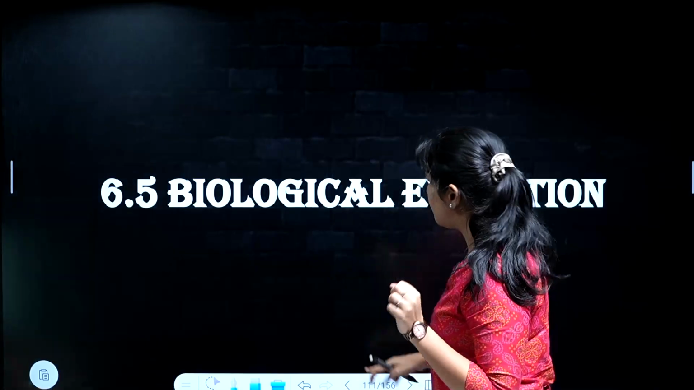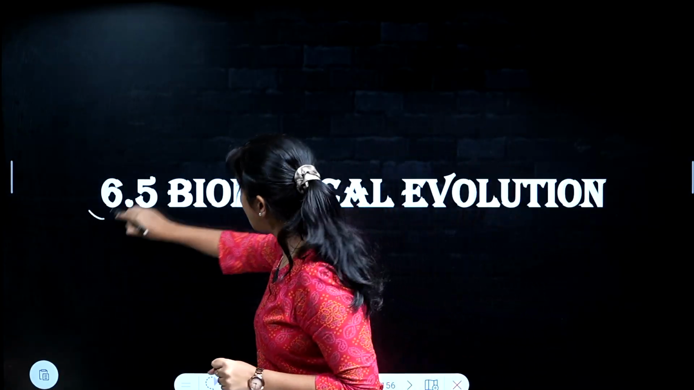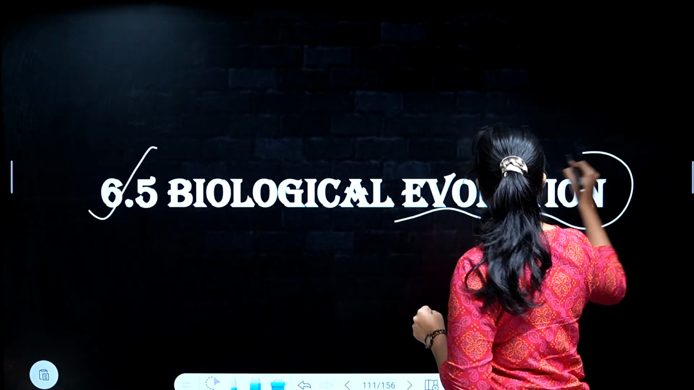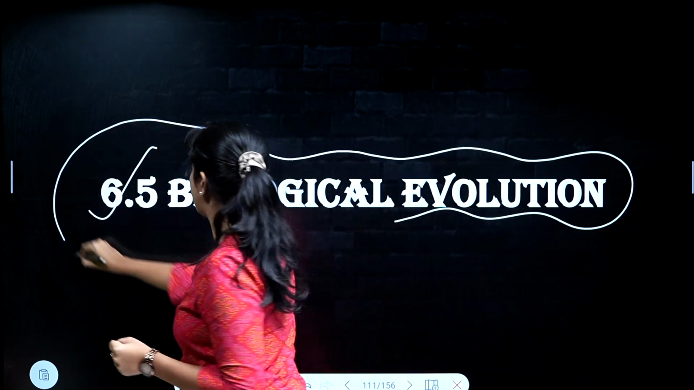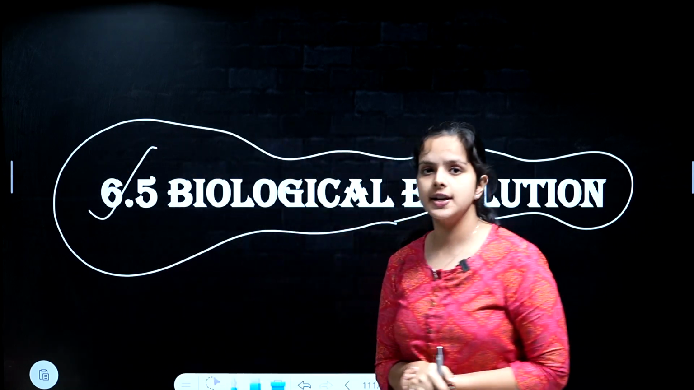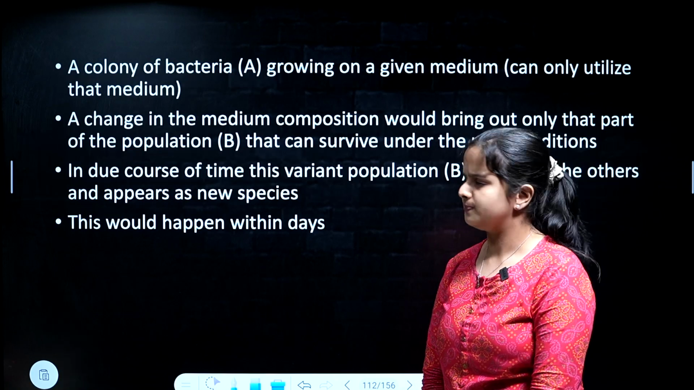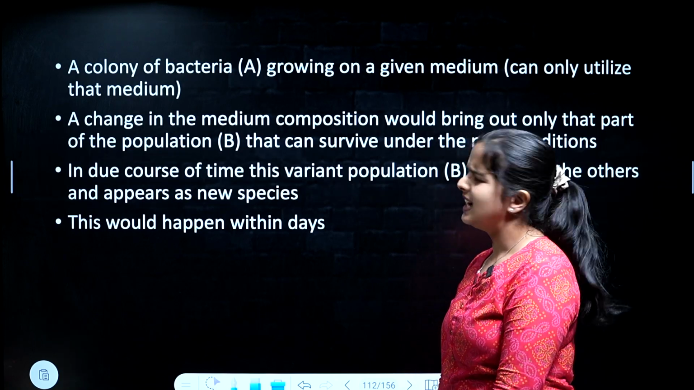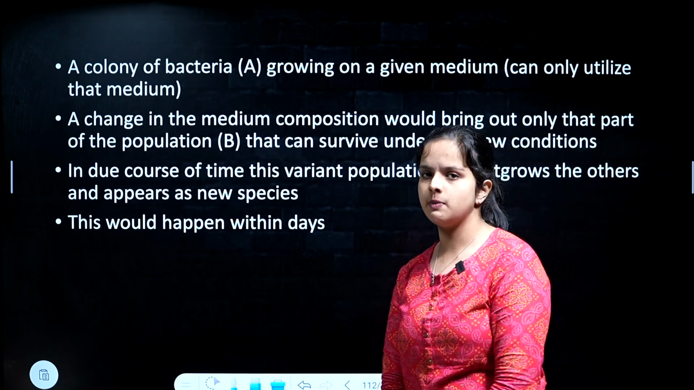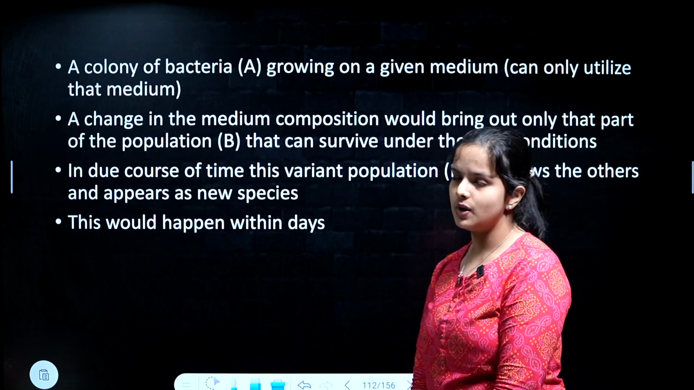The next topic that we have to study is biological evolution. It's almost the same topic that we have studied till now. It's a very simple term and a very simple topic. I'll explain it to you quickly, and you'll understand. It's really simple. So what is biological evolution? It's also a story, like industrial melanism. What does the story say?